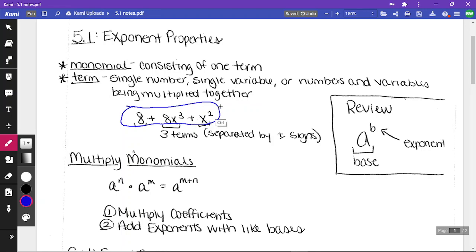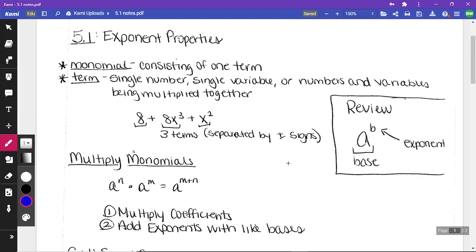But what are the terms? Okay, 8 is a term, and then 8x cubed is a term, and then x squared is another term. Okay, so this one has three terms, and the terms will be separated by plus or minus sign. Okay, so a monomial again would only have one term.